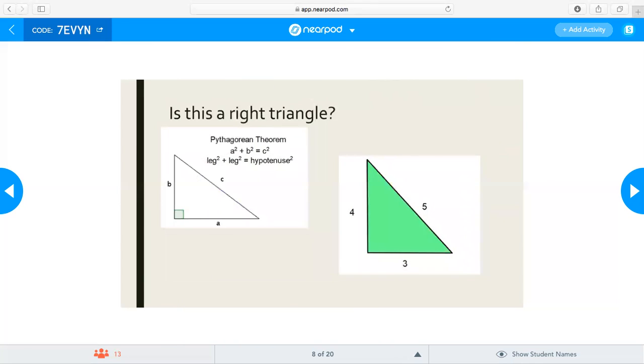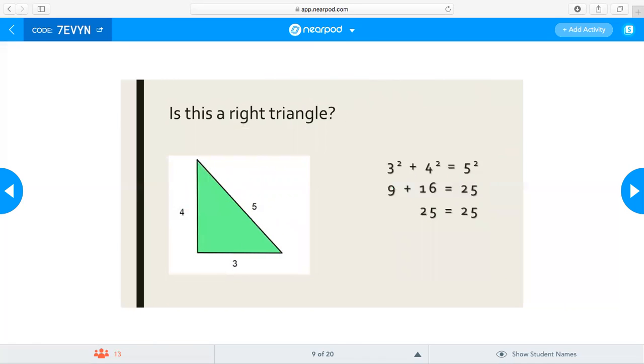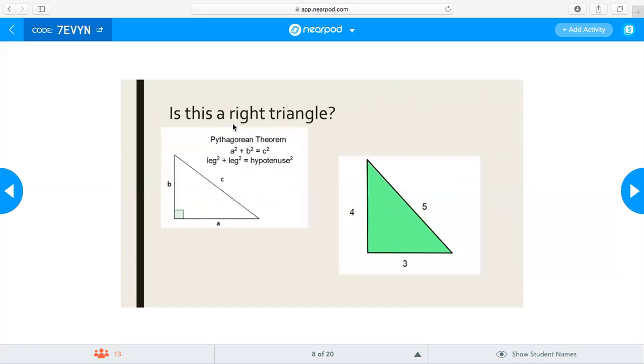We use the Pythagorean theorem to prove if something is a right triangle. So copy this triangle down, just really quickly. A 3 by 4 by 5 triangle. And we want to prove that this is a right triangle.